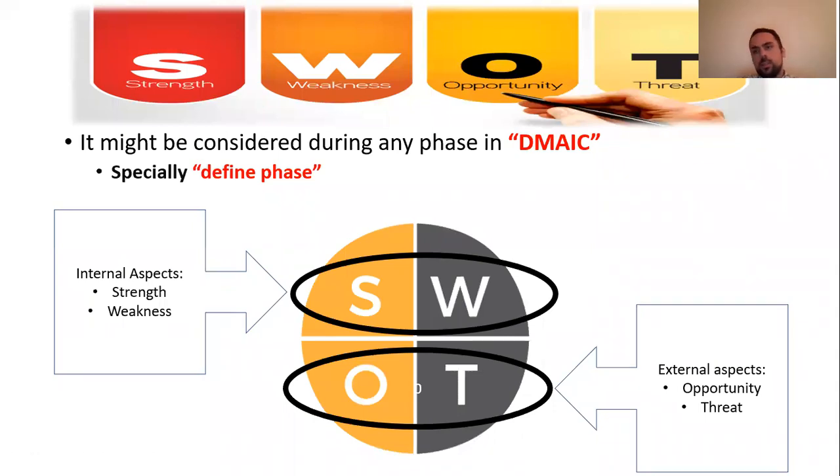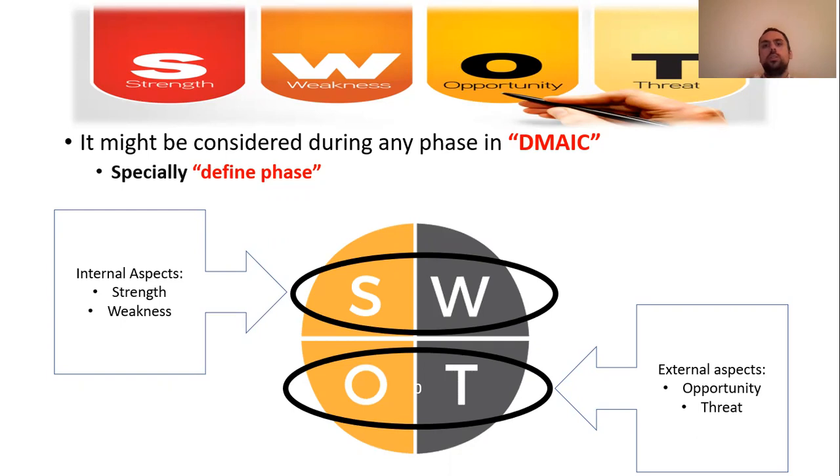So what's a SWOT? SWOT is created from four parts: strengths, weakness, opportunity, and threat. If we look at the Six Sigma structure, it can be used in different phases, especially the first one, the define phase. Why? Because we need its factors when we want to define the problem statement.